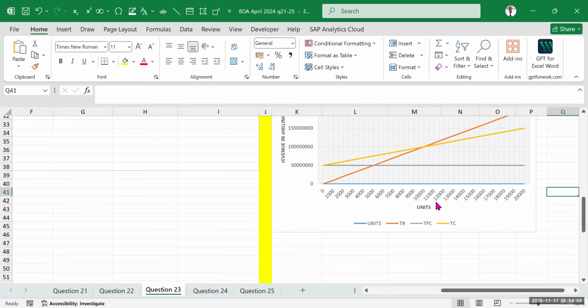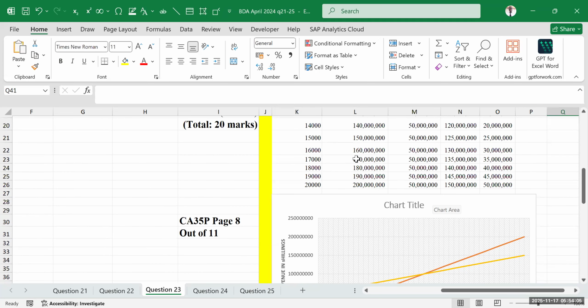But now, how do we show it? Don't leave the examiner to identify it for you. Please indicate to the examiner where is the break-even point, where are the profit and the loss zones.